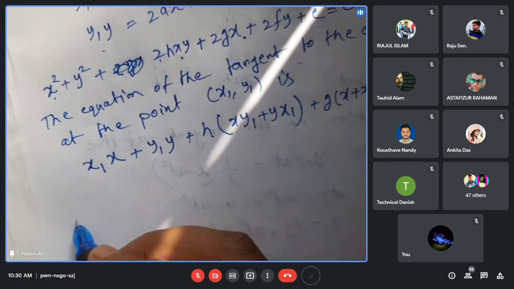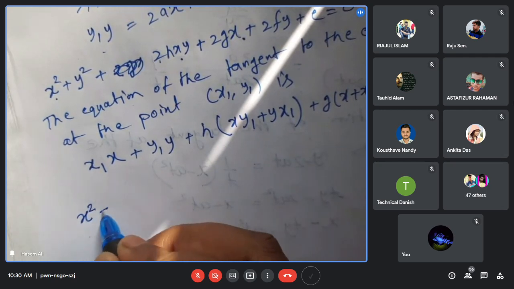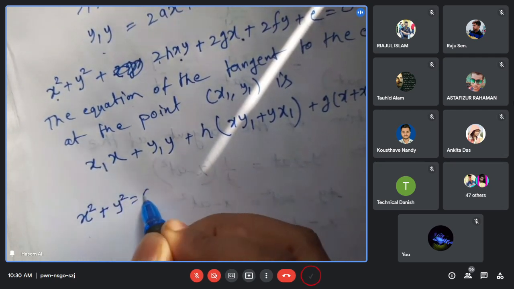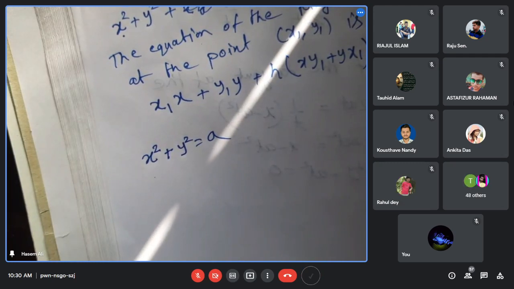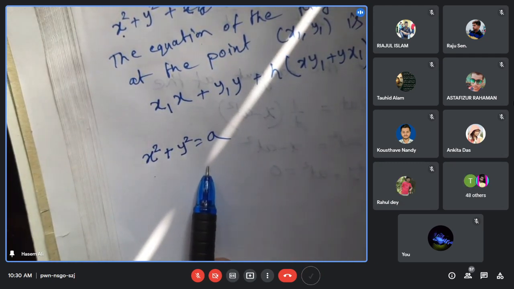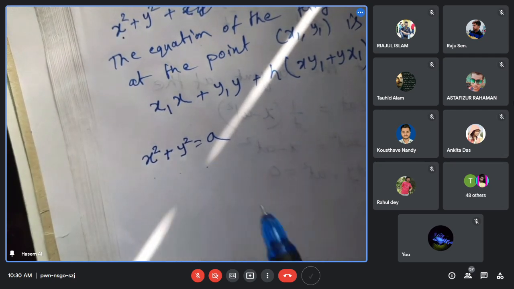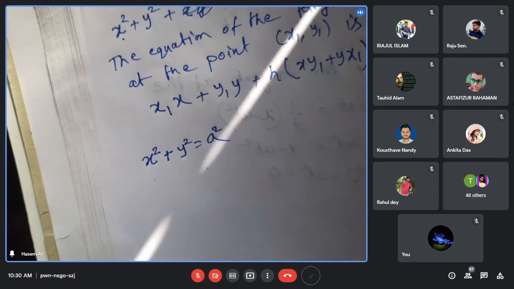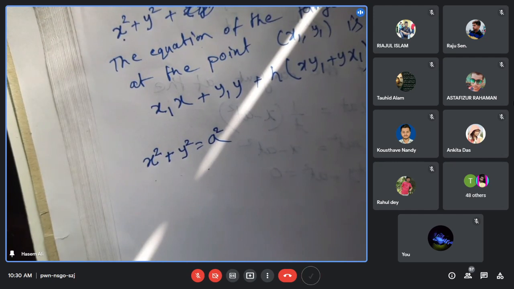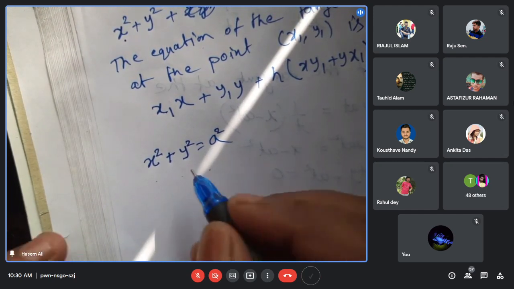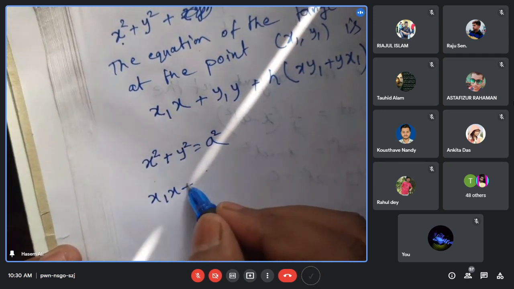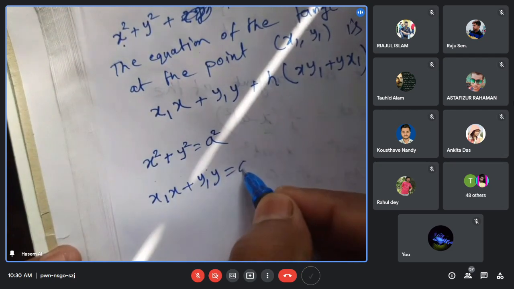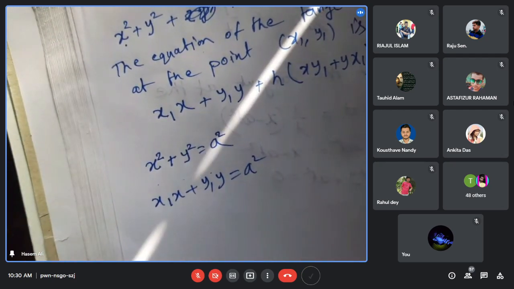Now if we consider the circle x square plus y square equals to a square, this is the equation of a circle with center at origin and radius a. Then what will be the equation of the tangent at the point x1, y1? The equation of the tangent will be x1x plus y1y equals to a square. Very simple.